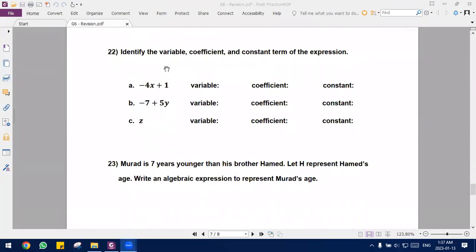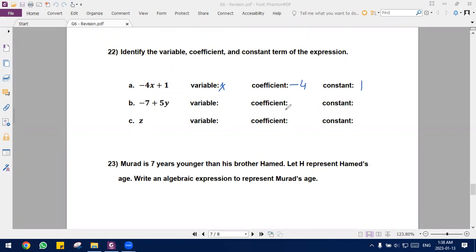Next question. Identify variable, coefficient, and the constant. So variable is the unknown or the letters that we have. Coefficient is the number that is multiplied by the variable. Constant is the number that is not changing. It means it's not with the variable, it's alone. So the first one, the variable is x. The coefficient is the number that is multiplied by x, minus 4. And then the constant is 1.